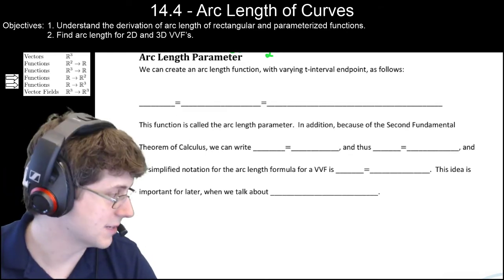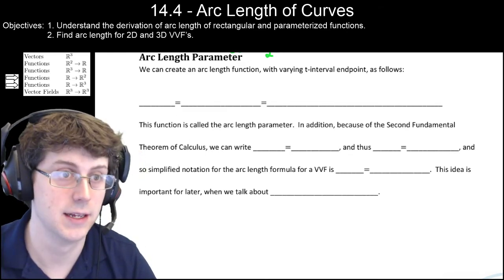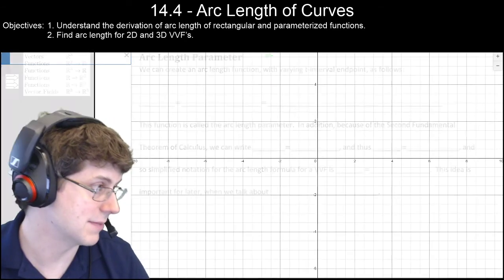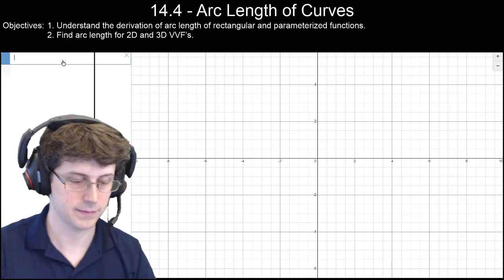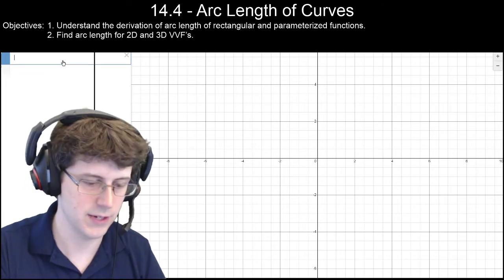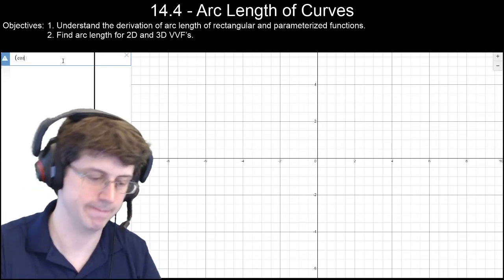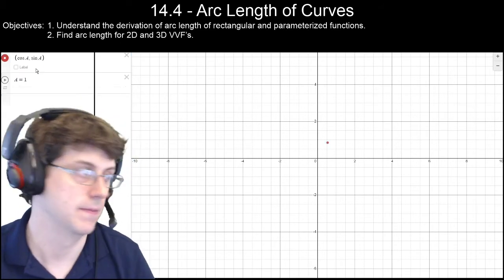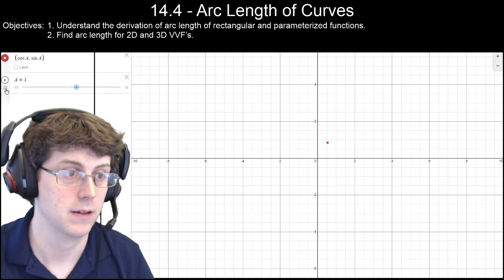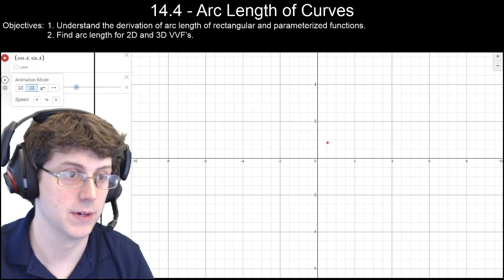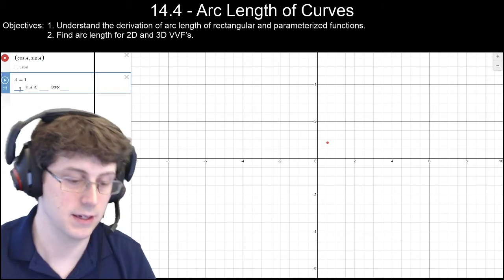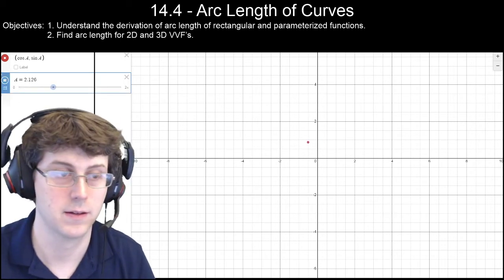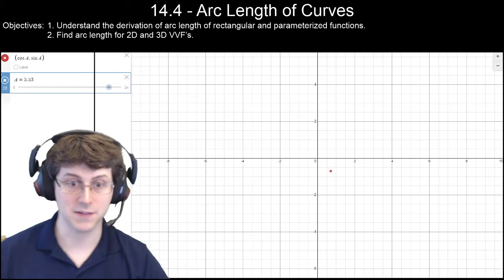So let's see it in Desmos, actually, before we go on. Just the idea that there's multiple parametrizations of the same curve. So you could have cosine A, sine A. Let's go only forward and go from 0 to 2 pi. This is a parametrization of the unit circle.